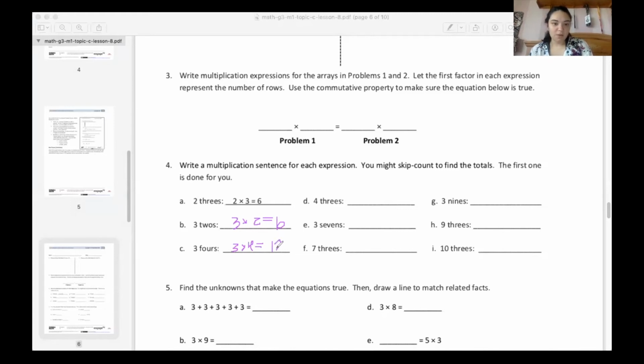Now we're going to use the commutative property and just flip it around. So I have 4 groups, and there are 3 in each group. So the answer is 12. Perfect. All right, I'm going to clear my screen. We're going to move down to number 5.